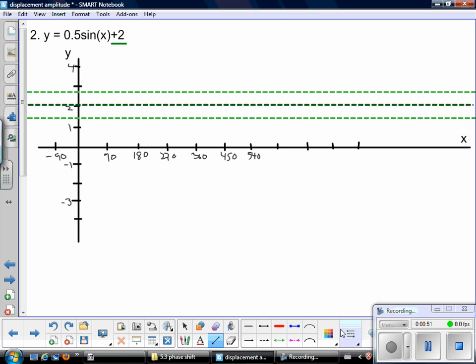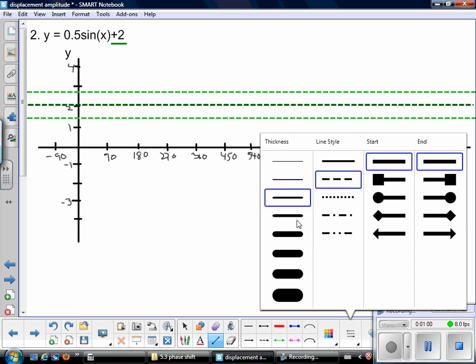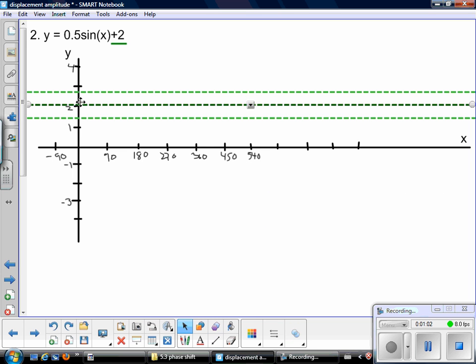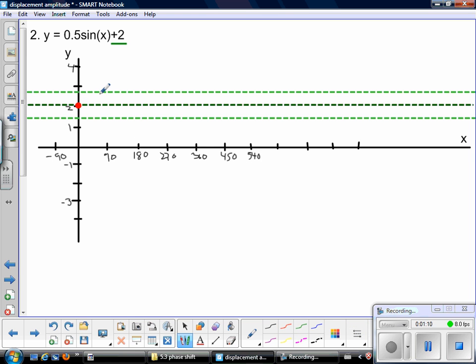The next thing I look at to see whether I have sine or cos. In this case, I have sine. Sine starts in the middle, so it's going to start at 2. So point at 2. Oops, I want red. At 2, I go up, then I ping pong down, down, up, up, down.